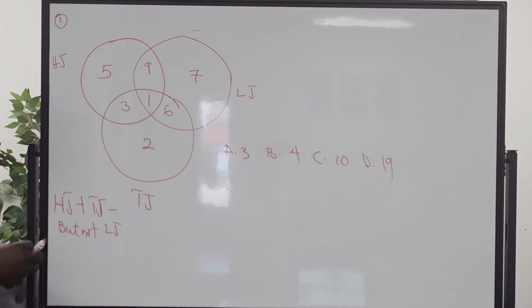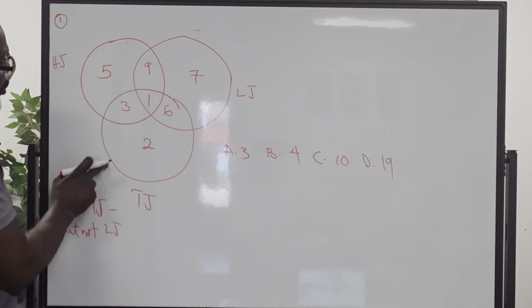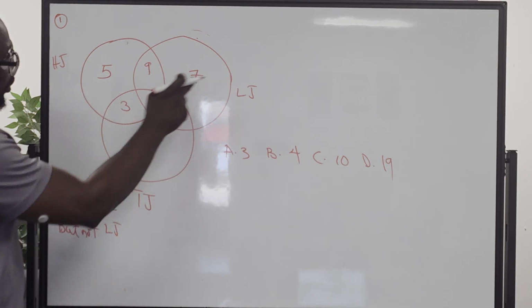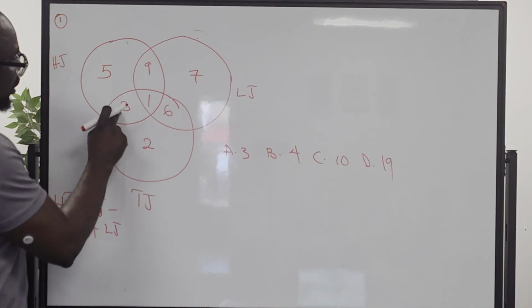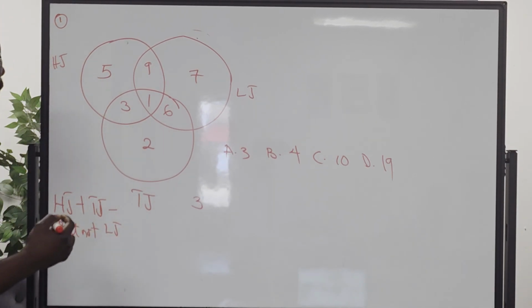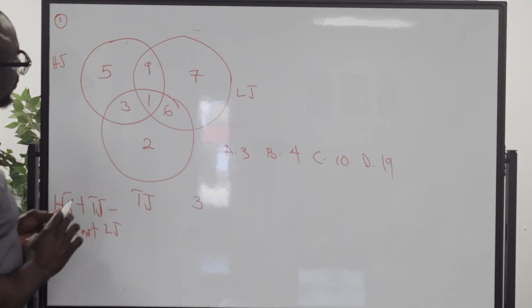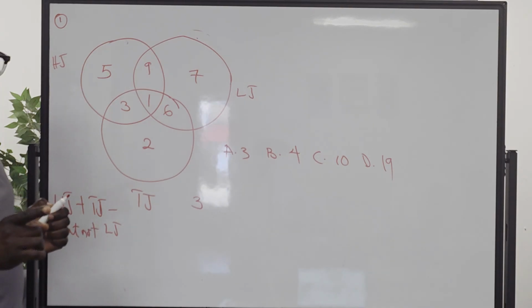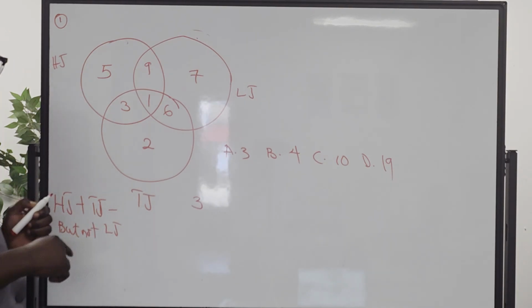So here, looking for high jump and triple jump. This is high jump, this is triple jump right here. So you have high jump and triple jump, but not long jump. You have the first one, intersection here is 3. Let's see if we have any other one. They said in both, so in both of them.